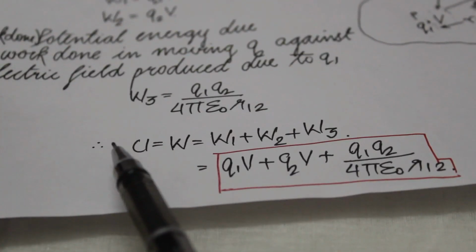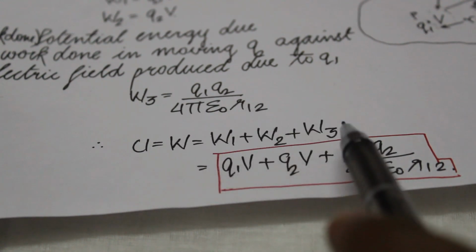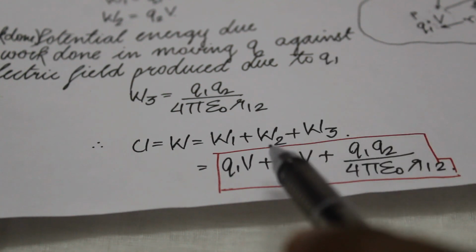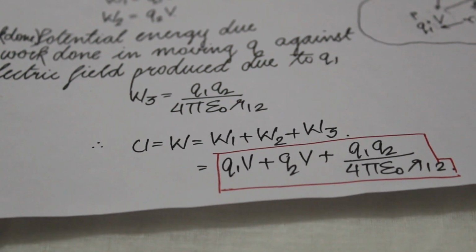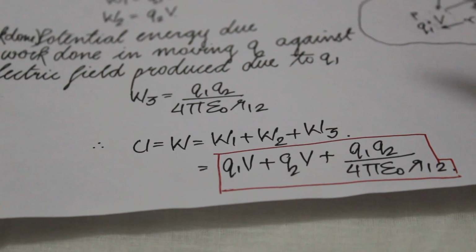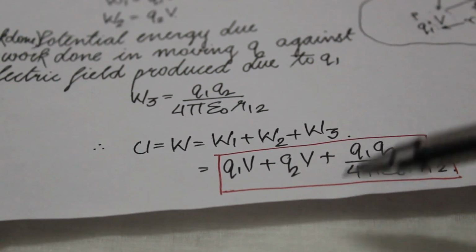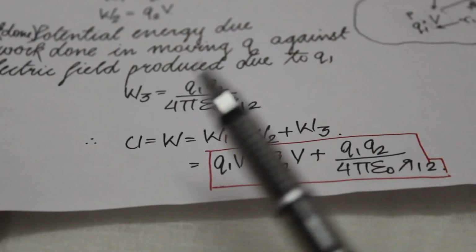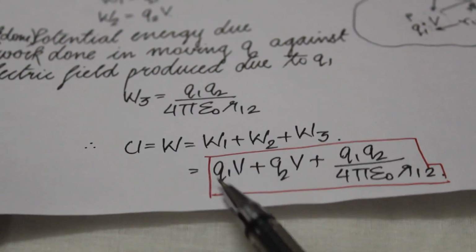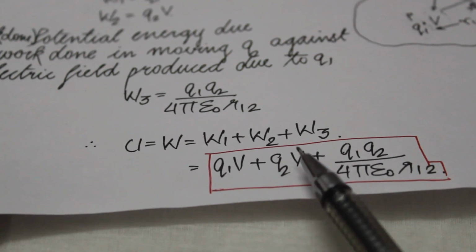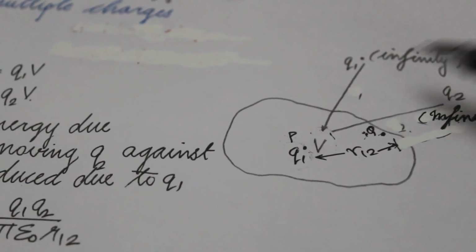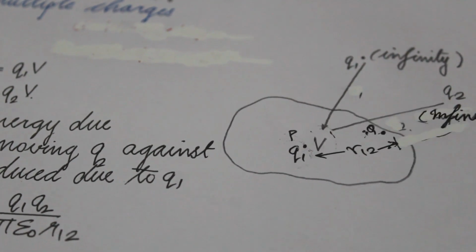So the total work done will be W1 plus W2 plus W3, where W2 is the work done by charge Q2 due to the potential created by the electric field, and W3 is due to the potential created by the charge Q1, which was now inside the electric field. So total work done or total potential energy will be equal to Q1V plus Q2V plus Q1 Q2 upon 4 pi epsilon naught R12, where R12 is the distance between points P and Q.